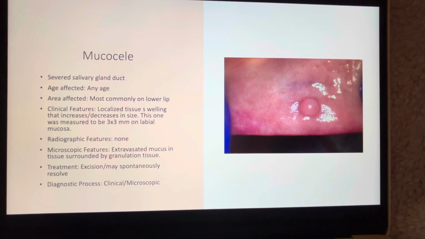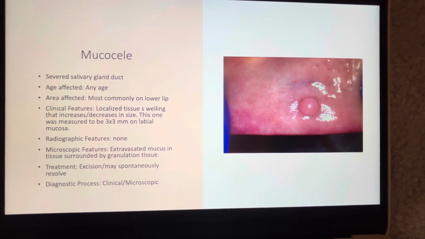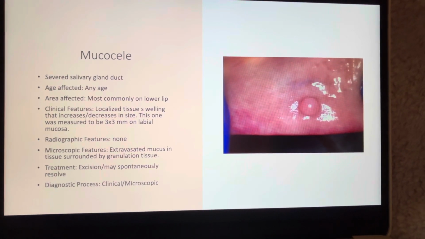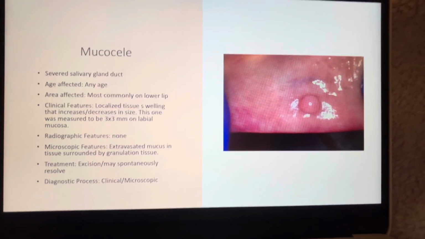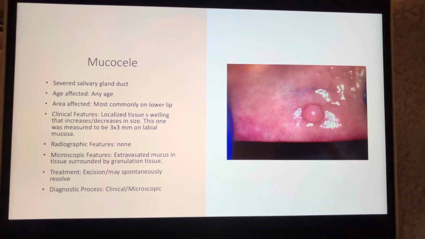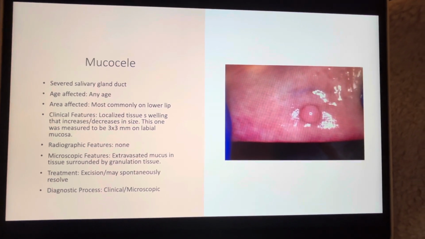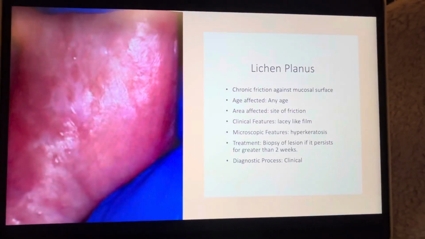Microscopic features include extravasated mucus and tissue surrounded by granulation tissue. And then treatment would be excision, but a lot of times these spontaneously resolve themselves. And then diagnostic process would be clinical and microscopic.